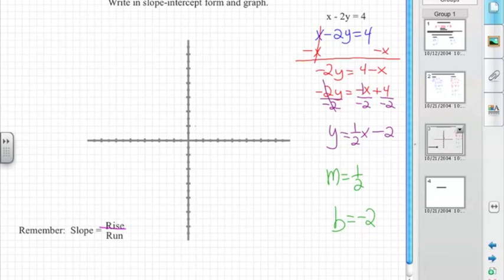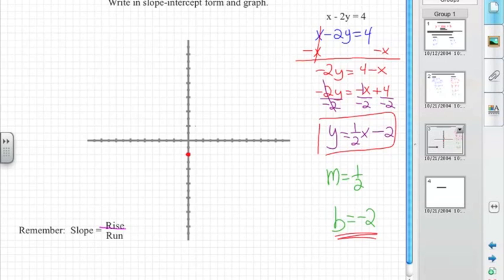Now, we know 1 point on this line already. We know where it crosses the y-axis. This line, x minus 2y equals 4, crosses the y-axis at y equals negative 2. We know that because that's the y-intercept. That's why we solve and put things into slope-intercept form. We know what the y-intercept is. It's negative 2. From that y-intercept, we can now put more points on the line.